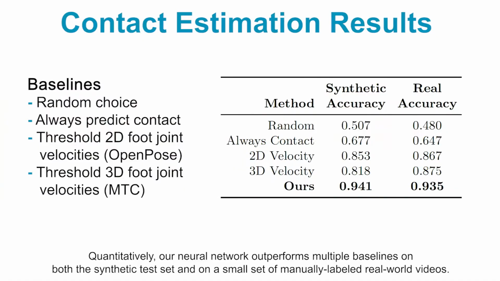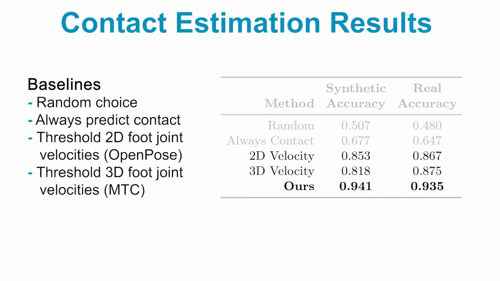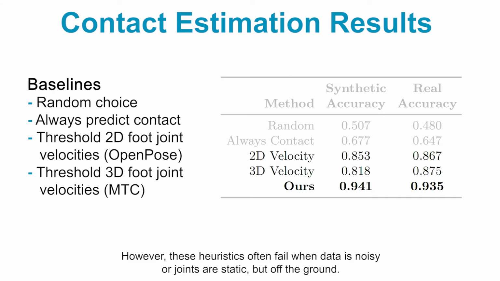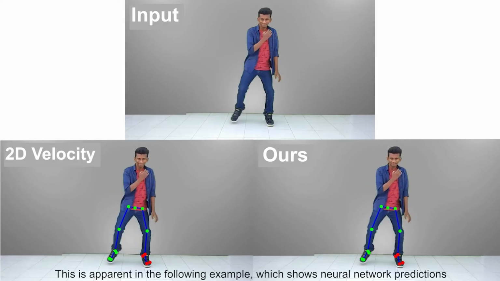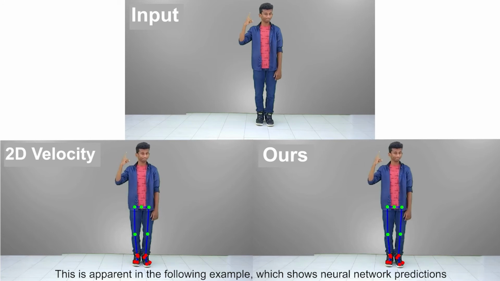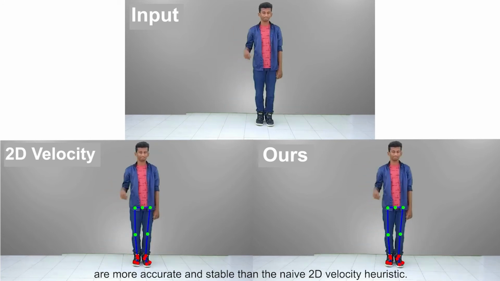Quantitatively, our neural network outperforms multiple baselines on both the synthetic test set and on a small set of manually labeled real-world videos. Classifying contacts based on foot joint velocities of 2D or 3D pose estimations gives decent accuracy. However, these heuristics often fail when data is noisy or joints are static but off the ground. This is apparent in the following example, which shows neural network predictions are more accurate and stable than the naive 2D velocity heuristic.